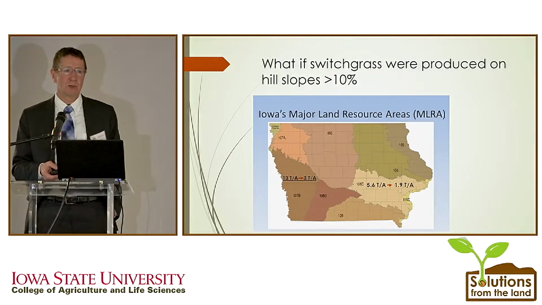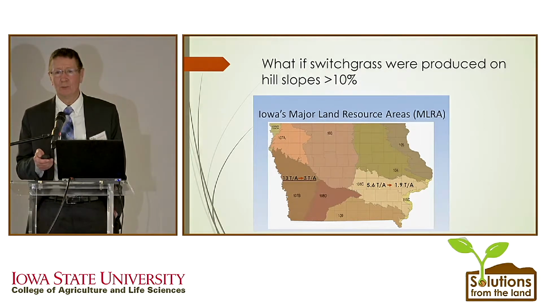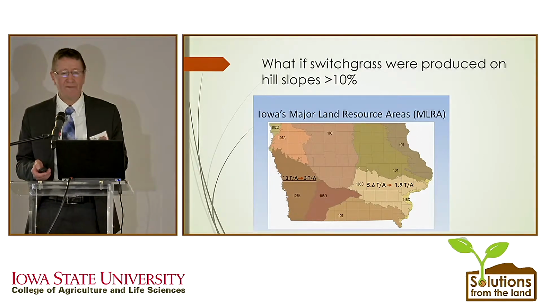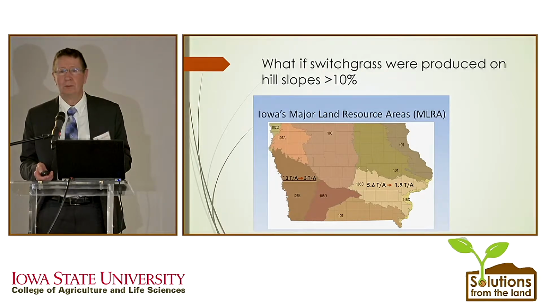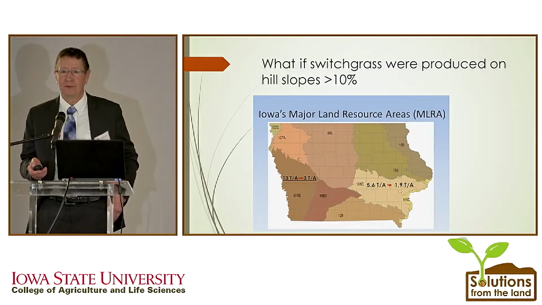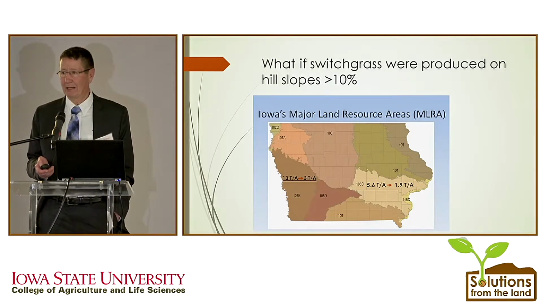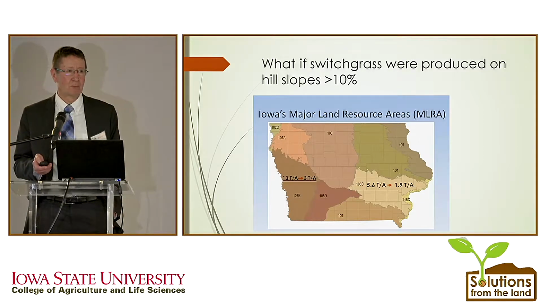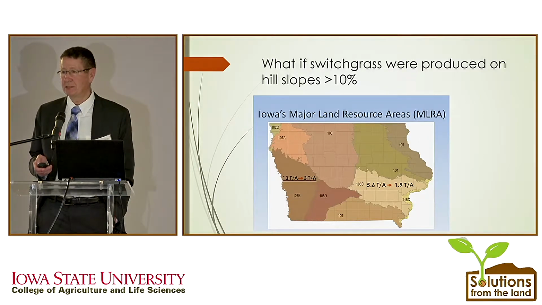The tolerable soil erosion loss rate for most soils is what? How many tons per acre per year? 5. We've gone from more than double that tolerable rate in western Iowa to less than that for the average across that MLRA, simply by growing a perennial on the most steeply sloping lands.